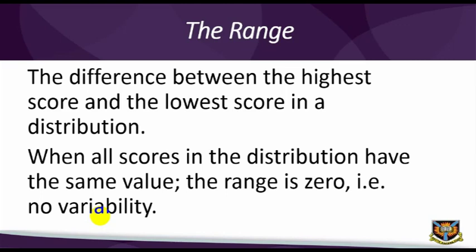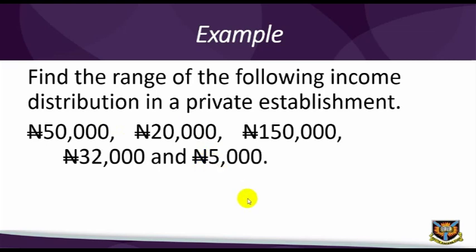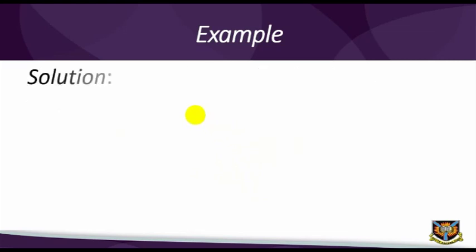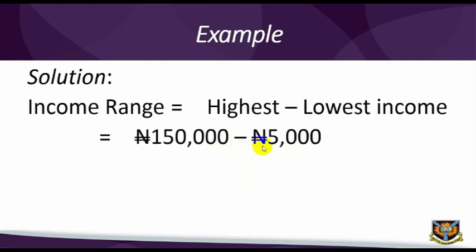Example: find the range of the following income distribution in a private establishment: 50,000 naira, 20,000 naira, 150,000 naira, 32,000 naira, and 5,000 naira. Solution: income range is equal to highest minus lowest income, which is 150,000 naira minus 5,000 naira, equal to 145,000 naira. This shows that there is a high degree of income inequality in the establishment.